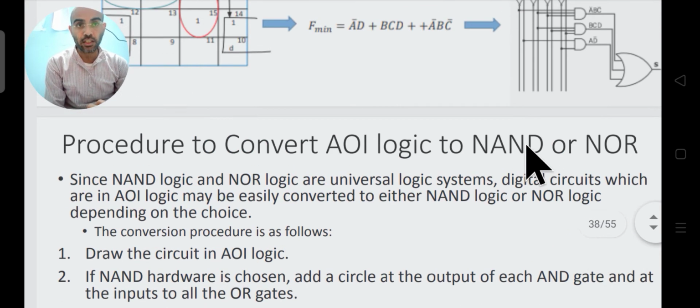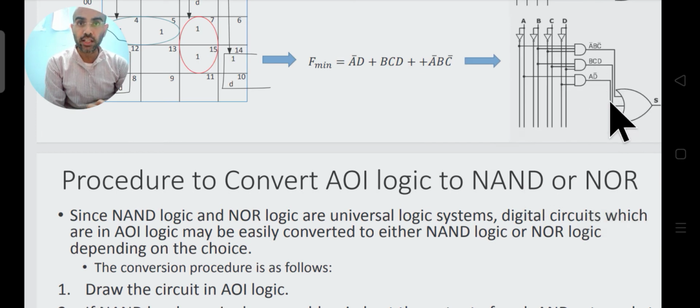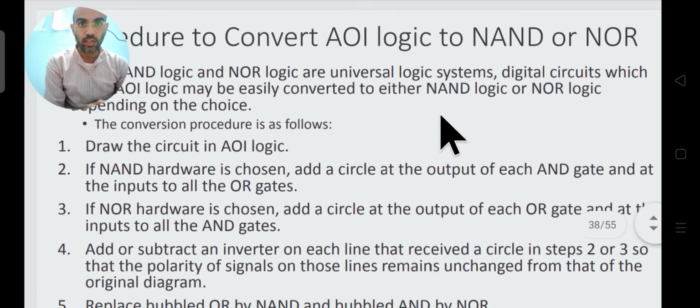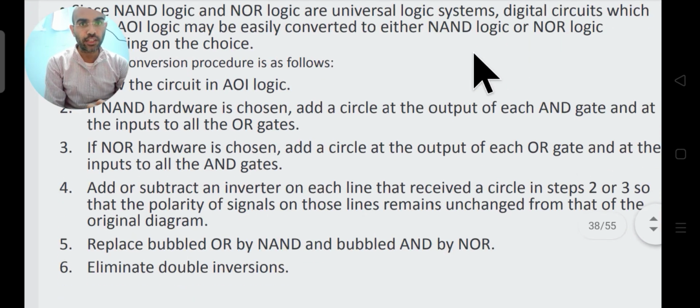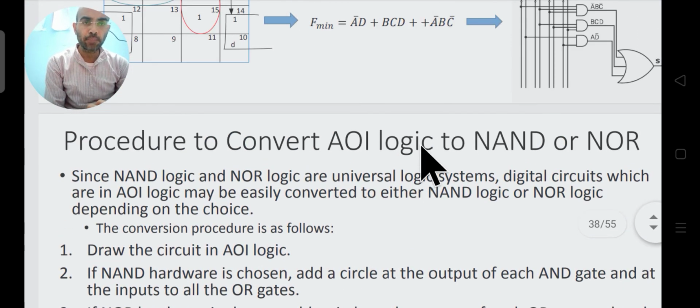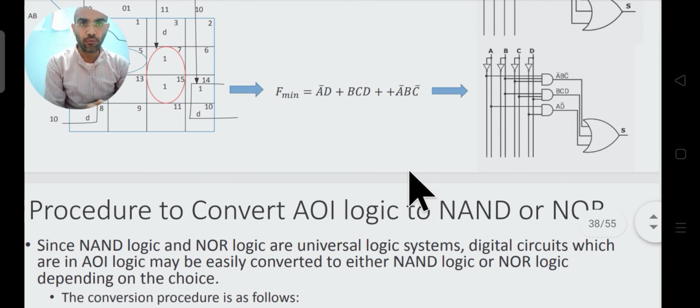So we can convert any AND or NOT circuit to a NAND or NOR circuit. How to do it? In simple words, I have outlined the procedure. I won't read it out, but I'll just explain it. It's a simple logic, and I'll explain it with the help of an example.